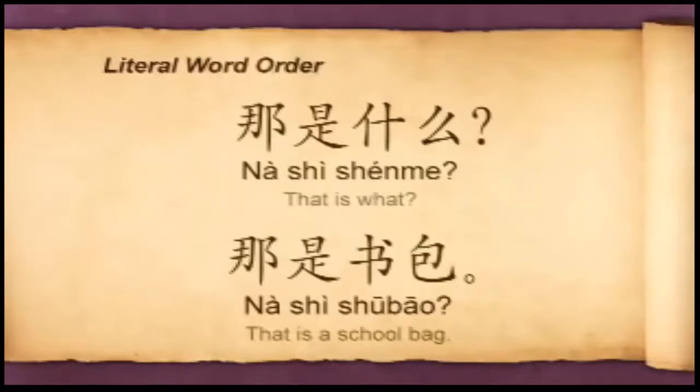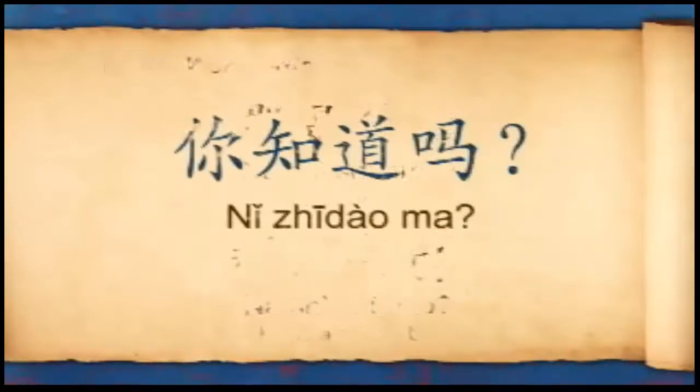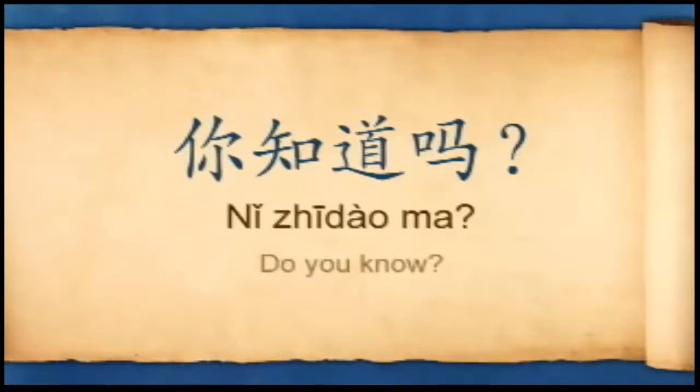The final question in the dialogue was, 你知道吗? What does the sentence mean? Yes, it means, do you know? The word order is, you know, with the question particle, ma, at the end to form a question. Say, 你知道吗 after me. 你知道吗?